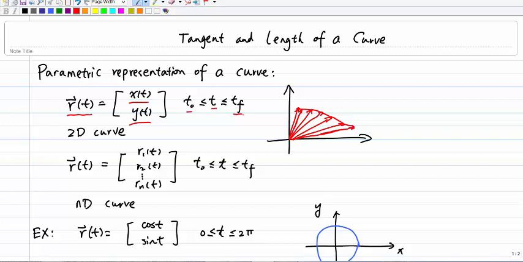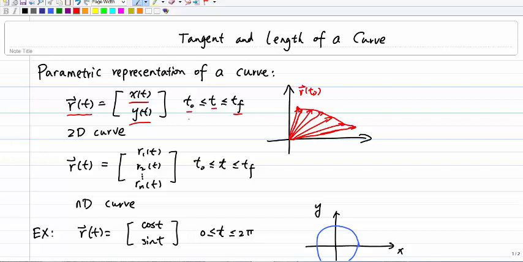In other words, the beginning point will be r of t0, which means you replace t by t0, compute x of t0 and y of t0, and figure out the vector. As t moves continuously from t0 to tf, you can calculate all the possible points from the beginning until the end. You cover every point in the curve. That's what we call a parametric representation of a curve.